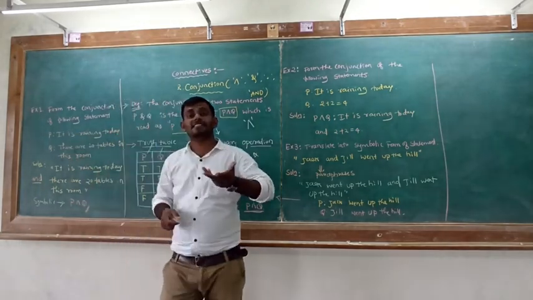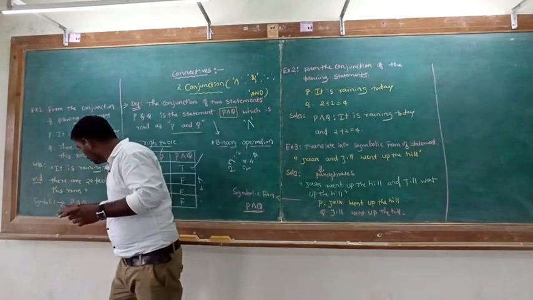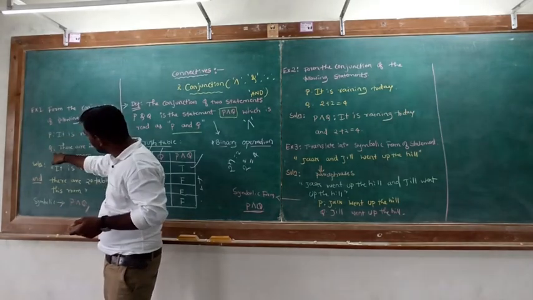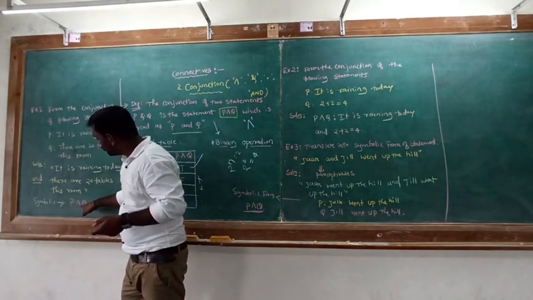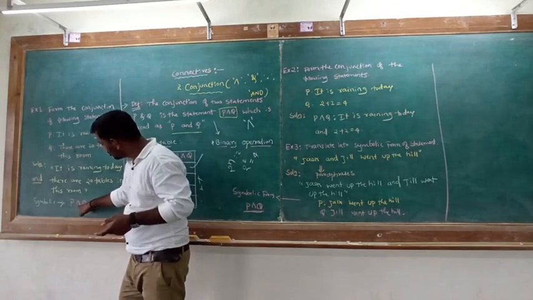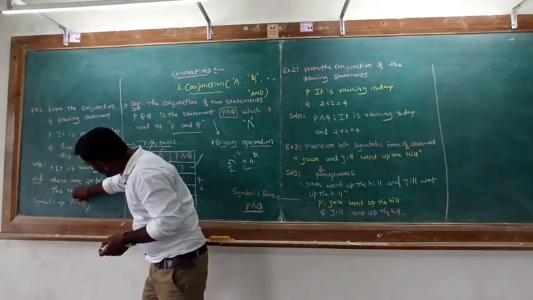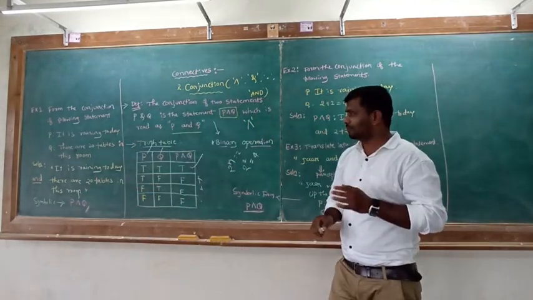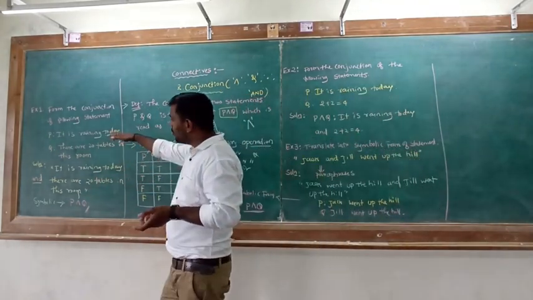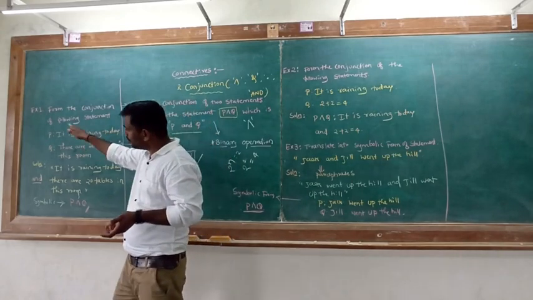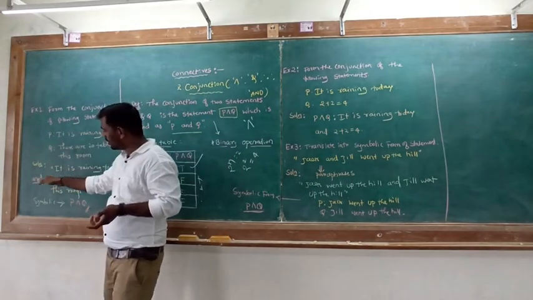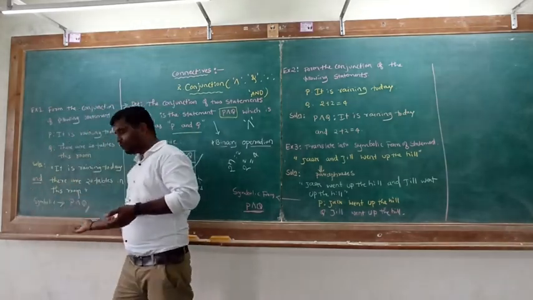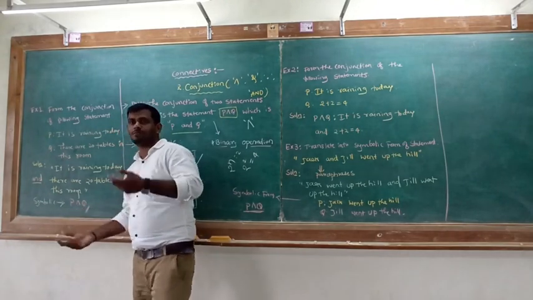And how to write it in symbolic form? In symbolic form, the first statement we denote as P, and the second statement we denote as Q. So P and Q, P conjunction Q. This is the conjunction symbol. P conjunction Q, or we can read it as P and Q. That is the first example. They will give two statements, and they also denote some alphabets. Use "and" between both statements, and you can also form the symbolic form. This is the one mark question they will ask.